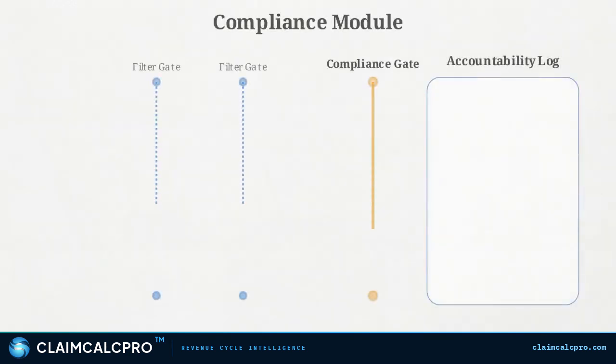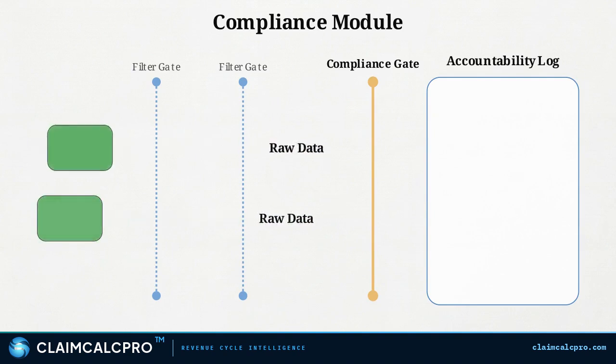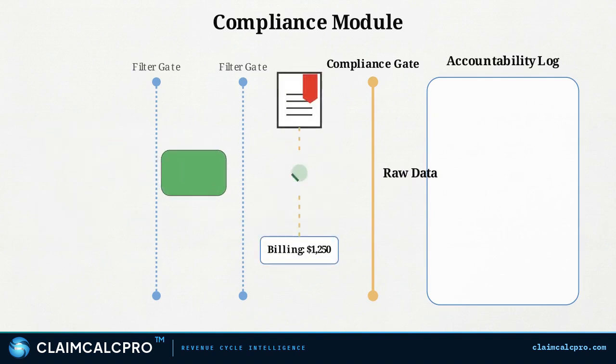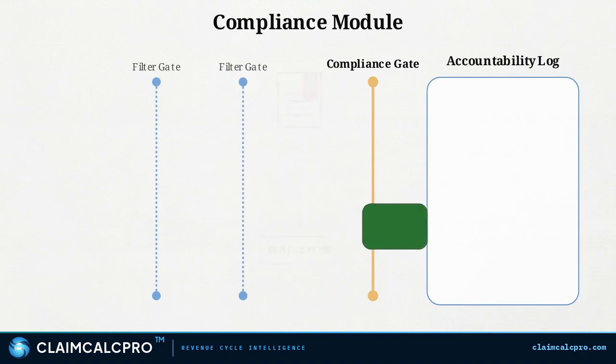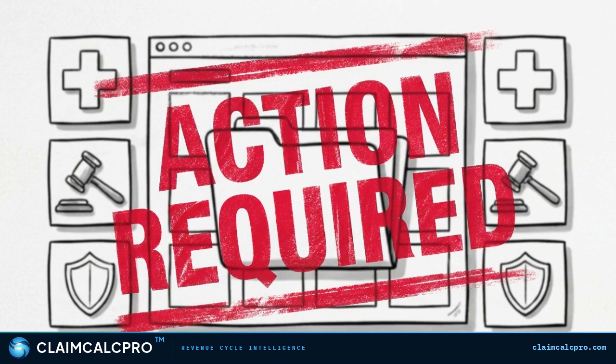This diagram visualizes the compliance module. Raw data passes through filter gates, turning green as they clear. Watch this final gate. The system verifies internal billing numbers match tagged evidence. Passing this updates the accountability log, permanently locking your user ID and timestamp. The system enforces a strict rule. Claims are completely blocked from advancing until every single compliance flag is resolved.